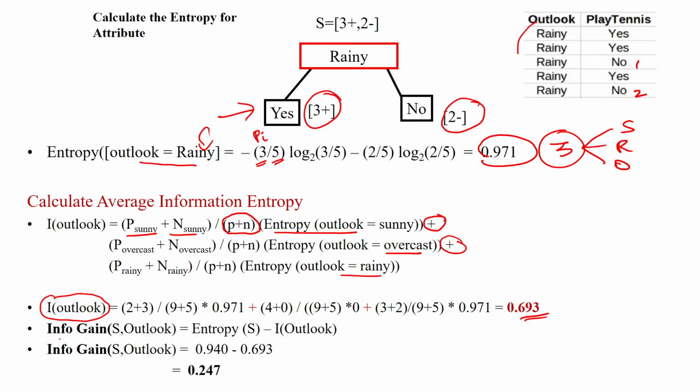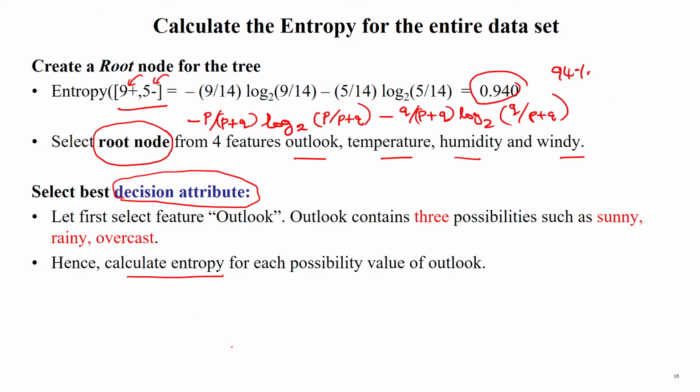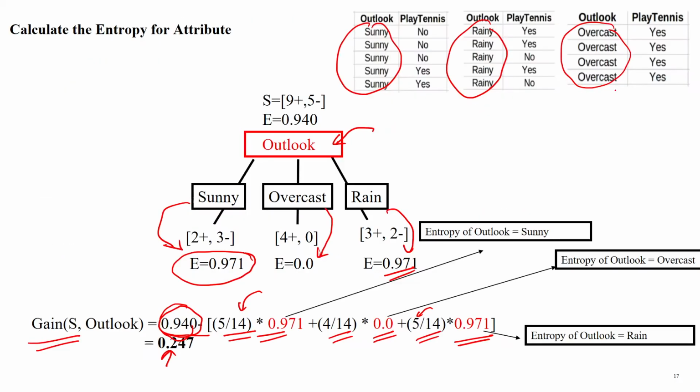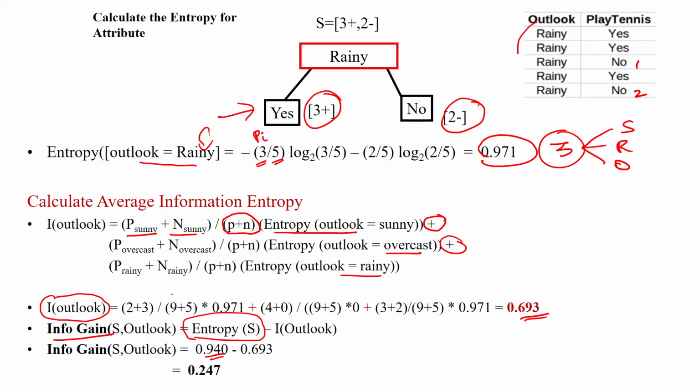Then the information gain for the outlook is the entropy of all the samples in the given data set, 0.94. This was calculated earlier here. So 0.94 minus the average information of outlook, that is 0.693. Finally we get 0.247.